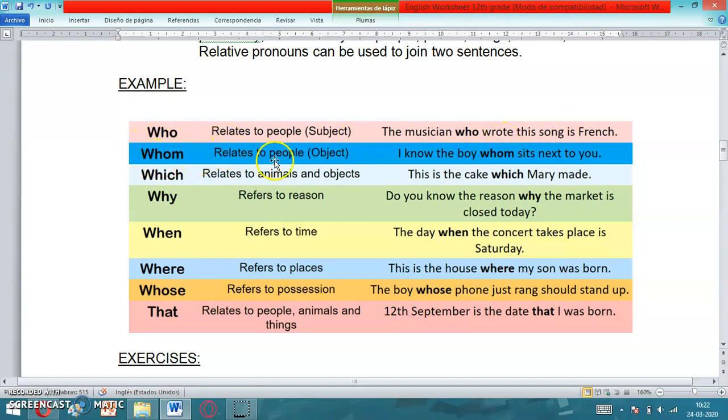Whom relates to people as objects. I know the boy whom sits next to you. Which relates animals and objects. This is the cake which Mary made. Why refers to reason. Do you know the reason why the market is closed today?